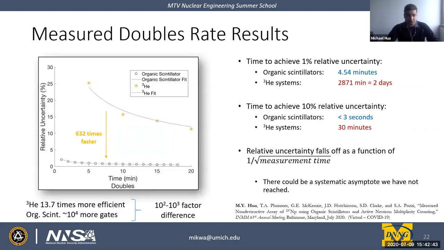That finishes it for neutron multiplicity counting. So what I've really harped on so far is organic scintillators are superior in time. I'm now gonna touch on spatial and energy sensitivities and then wrap it up. So one slide on each.